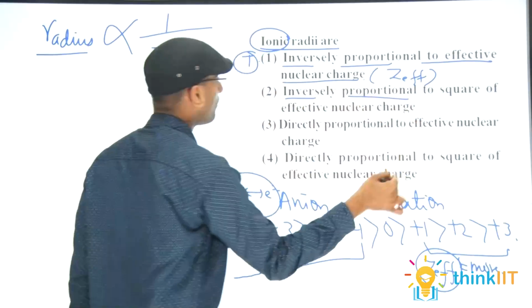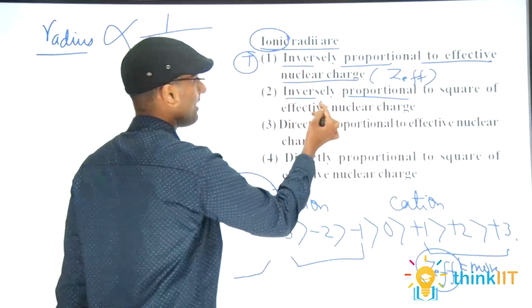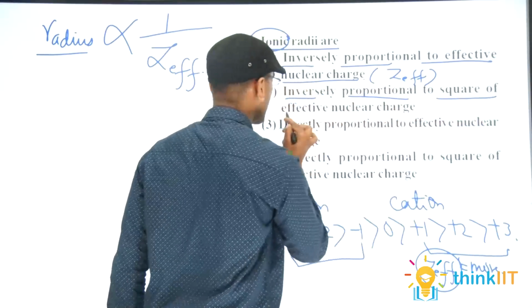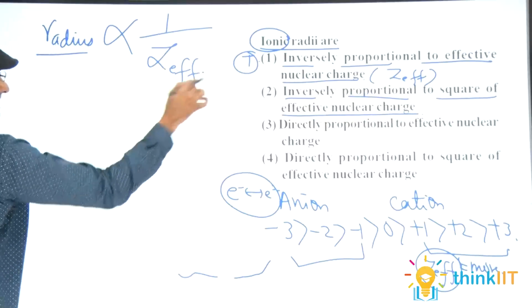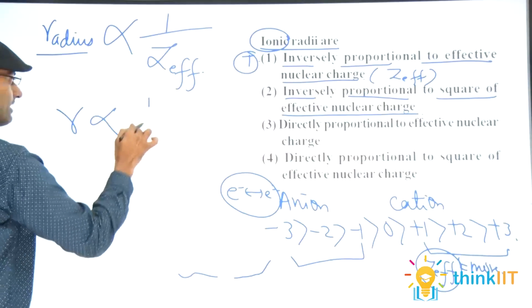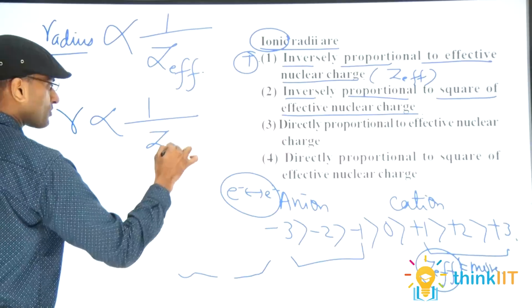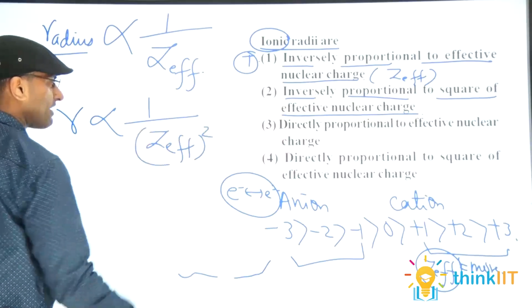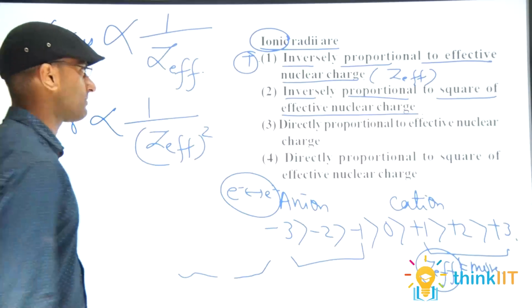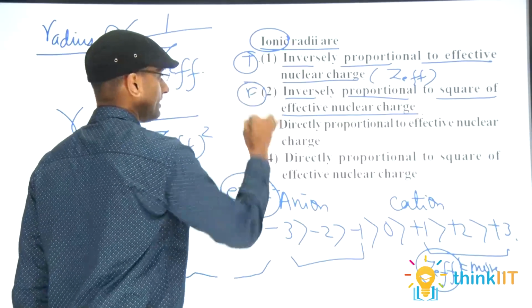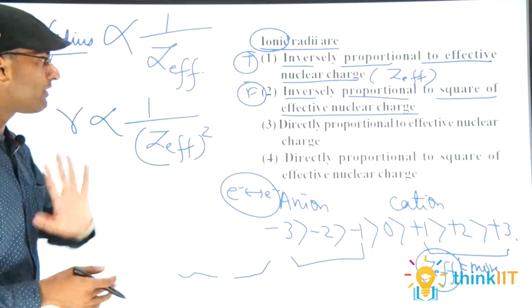Ionic radii are inversely proportional to the square of effective nuclear charge. It means it is saying that the radius is inversely proportional to the square of effective nuclear charge. Not possible. This will be a very big difference. False statement.